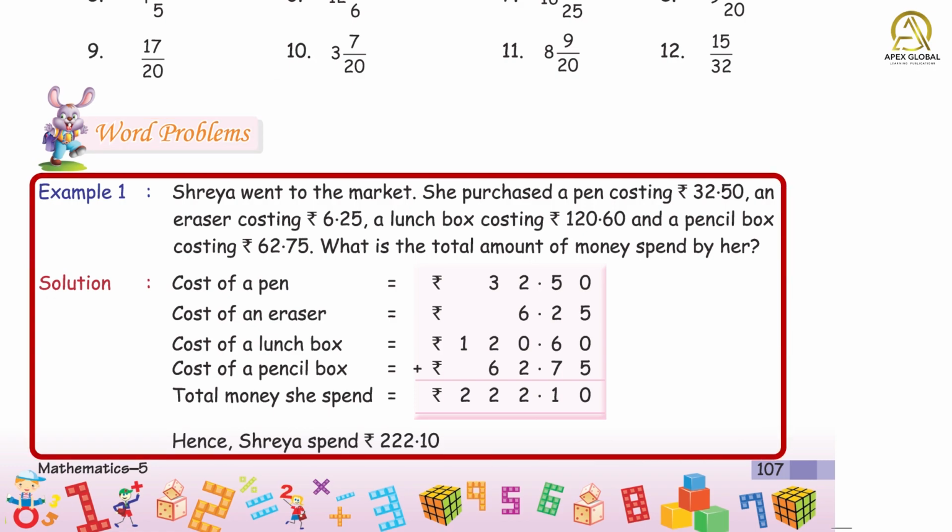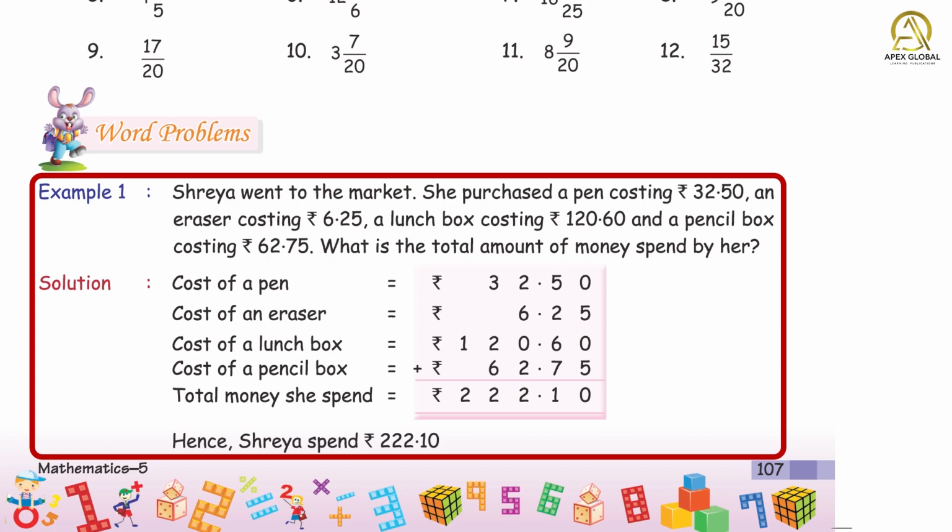Example 1. Shreya went to the market. She purchased a pen costing rupees 32.50, a razor costing rupees 6.25, a lunch box costing rupees 120.60 and a pencil box costing rupees 62.75. What is the total amount of money spent by her? Solution: cost of a pen rupees 32.50, cost of an eraser rupees 6.25, cost of a lunch box rupees 120.60, cost of a pencil box rupees 62.75.